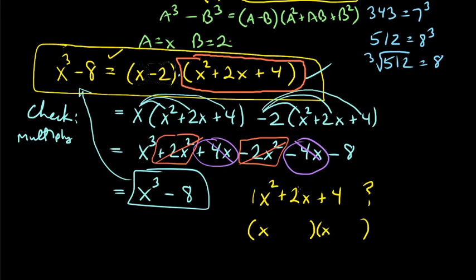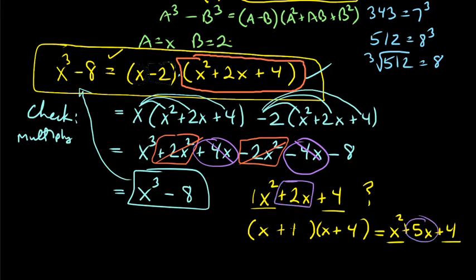Well, what two numbers multiply to 4? I can do 1 times 4, but 1 plus 4 is 5. So this doesn't work. Right? We have the x squared and the 4 correct, but the middle term does not match. The middle term is 5x. We're looking for 2x, right?